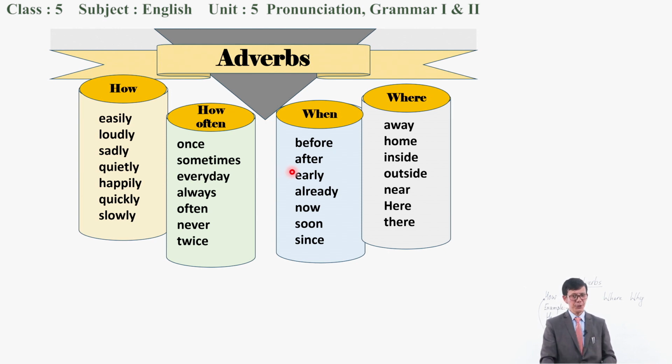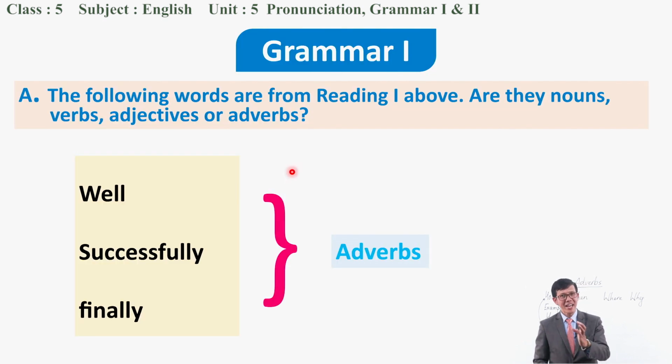Good. If so, here we now go to the exercise of grammar one. Okay, let us see some of the examples there. But before that, let's see. The following words are from reading one that we have already read in the previous class. Now, please tell me, are they nouns, verbs, adjectives, or adverbs? Come on, please. Very good. You are pretty sure, right?